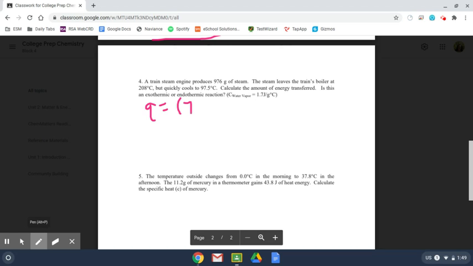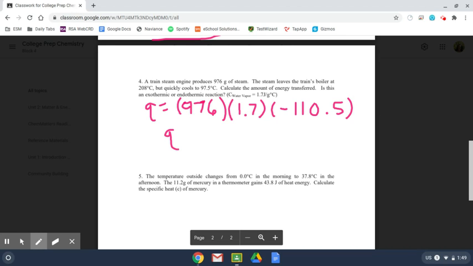M, 976. C is 1.7. Notice water vapor is a little bit different than regular water, liquid water. T final is 97.5 minus 208. So it gives us negative 110.5. That's fine that it's negative. Multiply those three together, times 1.7 times 976.